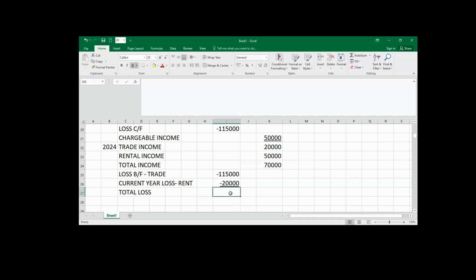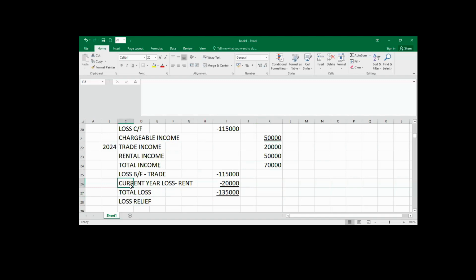That will give us how much? 115 plus 20,000. 135,000. Yes, out of this 135,000, now loss relief. So let us now see. How much can we relieve? We can only relieve from the trade. You can only relieve 20,000 from trade.